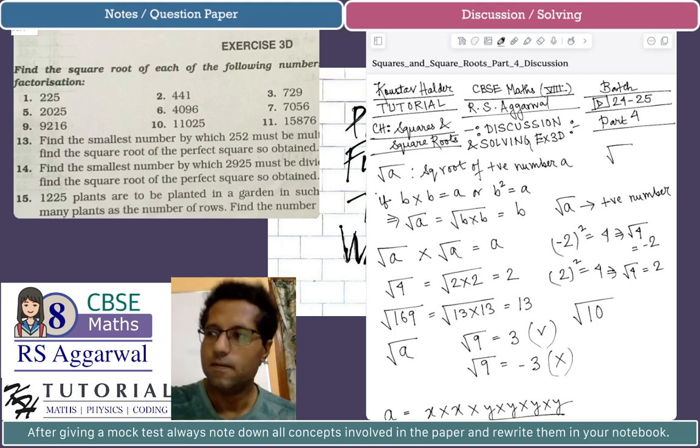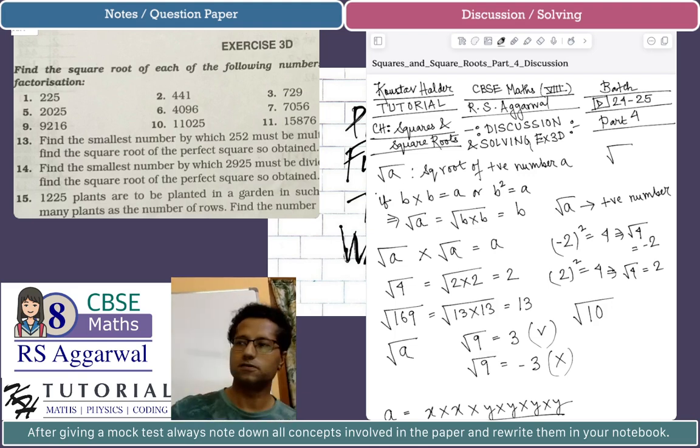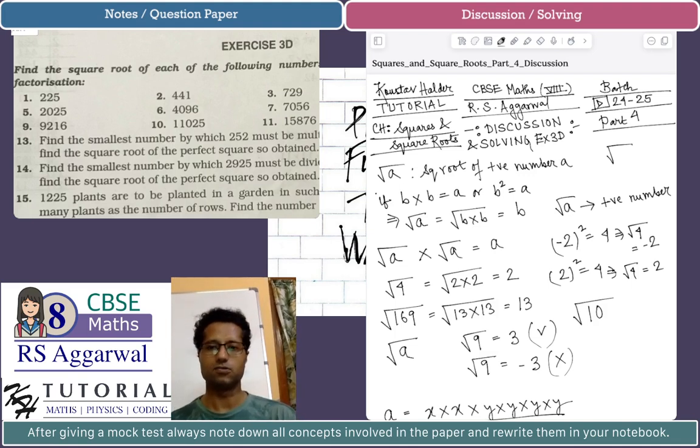The next topic of this chapter will be to find the square root of a perfect square using the long division method. And in that video we will also solve the problems from exercise 3E, and then we will proceed with finding square roots of numbers in decimal form and fractions. So please stay tuned for the next video, where I will discuss finding the square root of a perfect number using the long division method and solve the problems of exercise 3E.